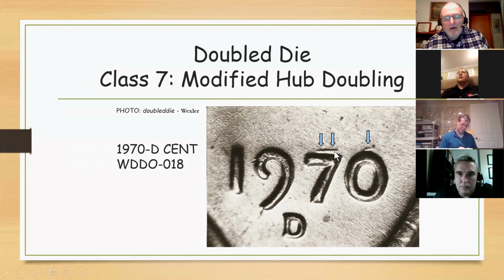Normally that modified hub doubling will show on the top of the date. Once in a while, you'll get it down here on the mint mark, but mainly it's on the date and it's either the first 2 numbers or the last 2. That's what I've seen with a lot of consistency. But you can see how it's just modified ever so slightly.